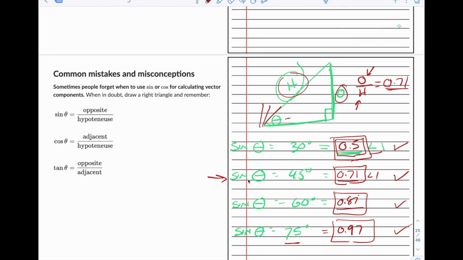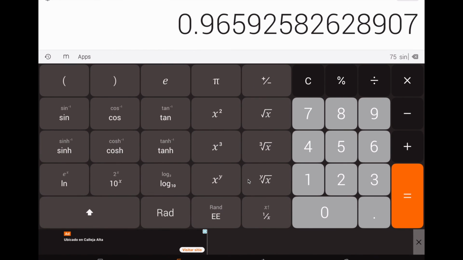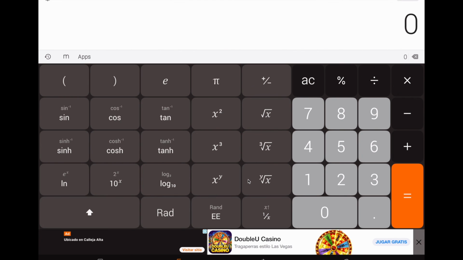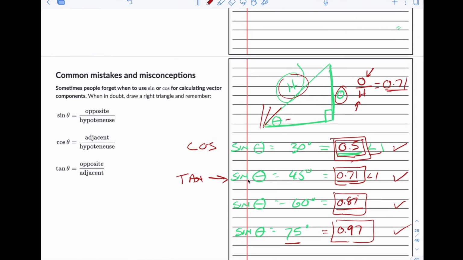If you're looking at cosine or tangent, that just means that you're hitting these other buttons. You can see where the button for sine is, right? But then you'd hit cosine, or you'd hit tangent, or something along those lines. Exact same process with this type of calculator.